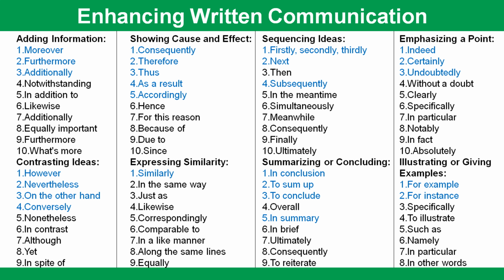Sequencing ideas is essential for maintaining coherence in your writing. When you want to organize your thoughts in a logical order, words like firstly, next, or then can help guide your reader through your content. You could say, firstly, let's examine the historical context, or next, we'll discuss the implication of the findings. These phrases provide a roadmap for your reader, ensuring they follow your argument effortlessly.